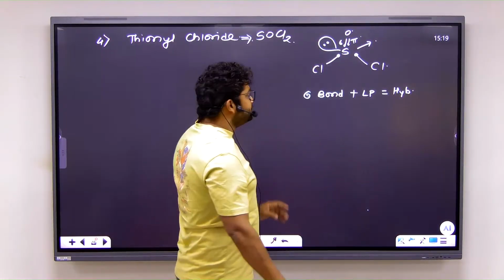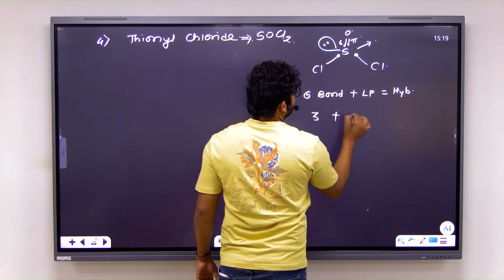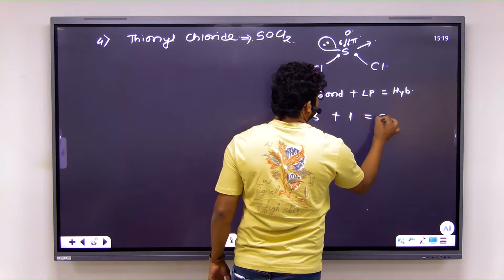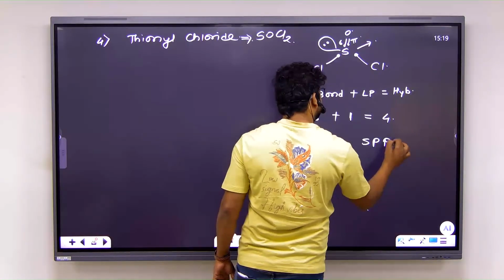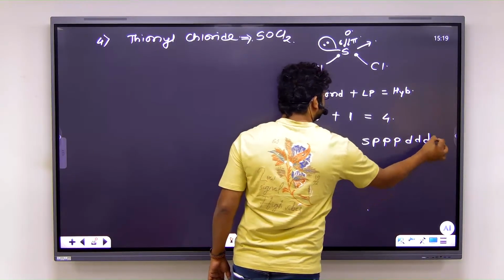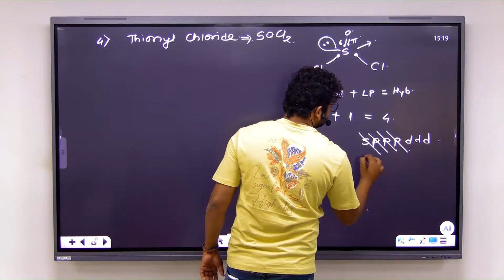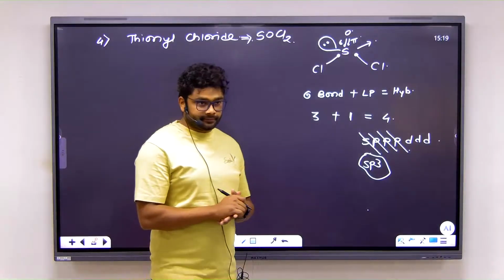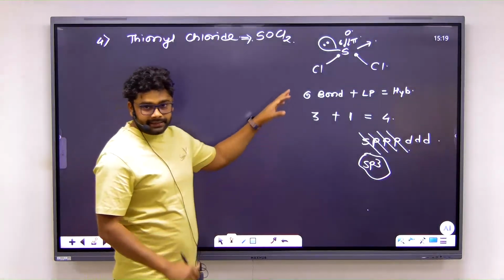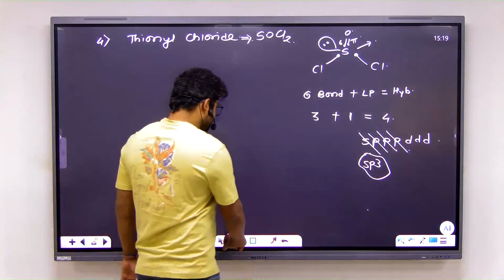So how many sigma bonds are there? 3 sigma bonds plus how many lone pairs? 1. So what is that? 4. 4 means S, P1, P2, P3. So what is the hybridization? sp3. Okay. What is the hybridization? sp3. So you can continue with this.